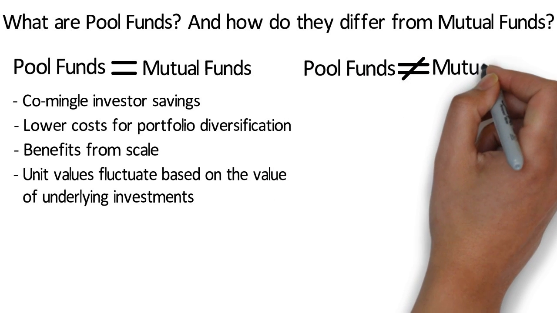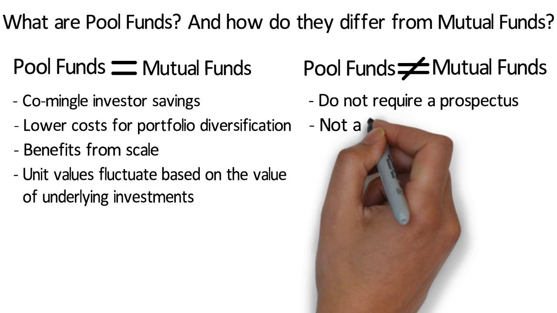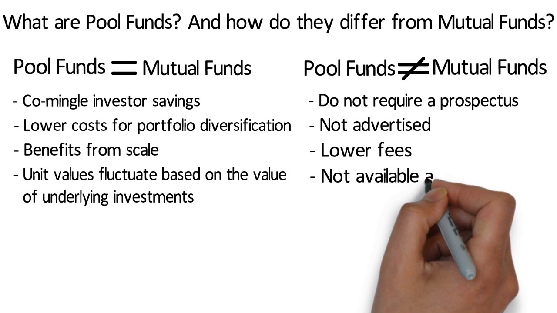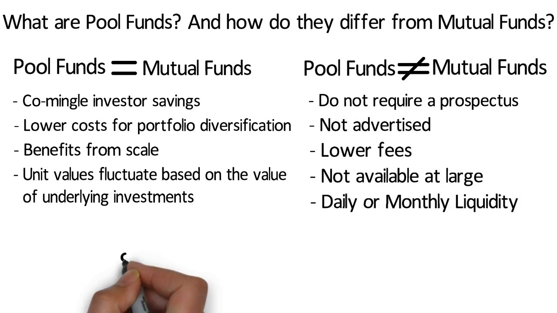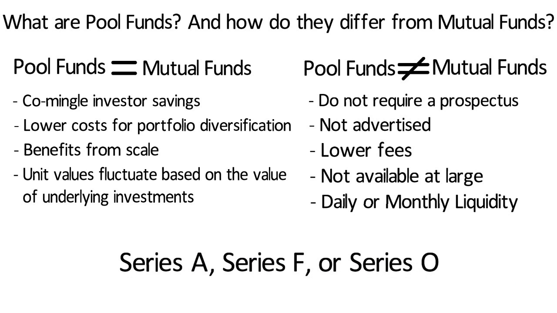However, pool funds differ from mutual funds as they do not require a prospectus. They are generally not advertised, they typically have lower fees, and they are not available to the public at large. Pool funds may have daily or monthly liquidity. Pool funds are usually issued in Series A, F, or O. Each of these series will be explained further on.